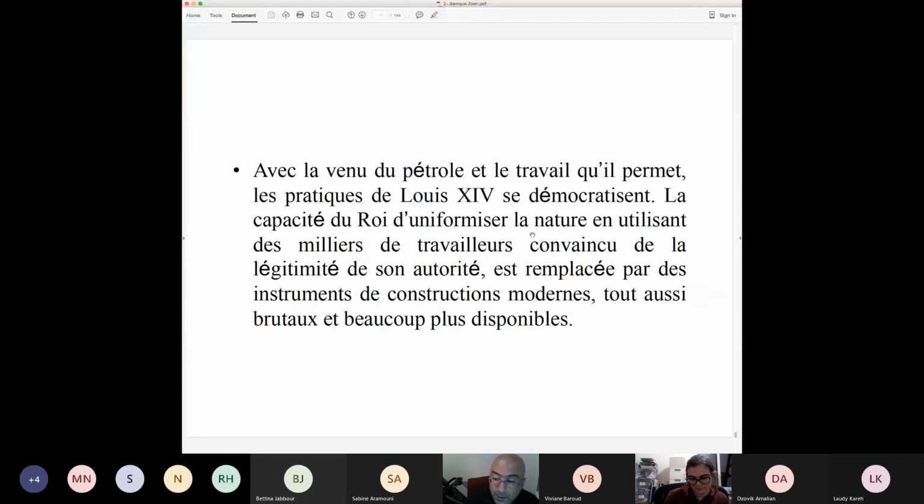So with the coming of petrol, with the coming of gas, and the work that it allows, what we see is a democratization of something that was originally the monopoly of people such as Louis the XIVth. What we see is that the practices of construction of Louis the XIVth now apply to everyone, have been democratized.